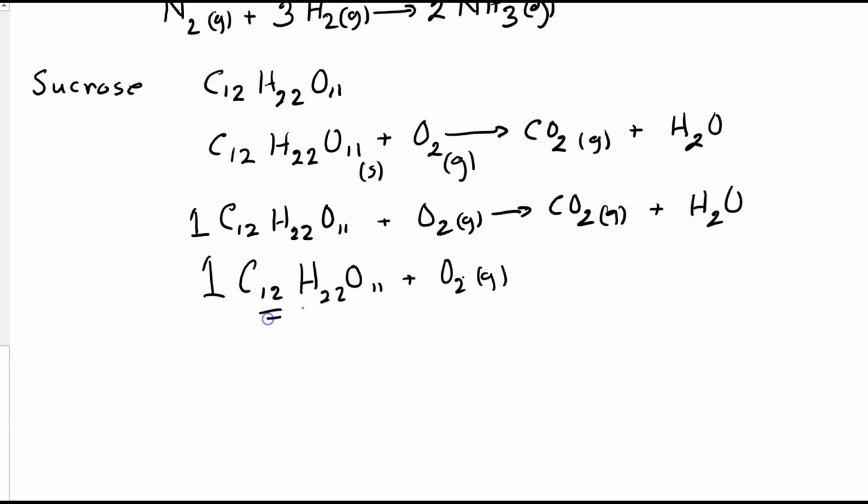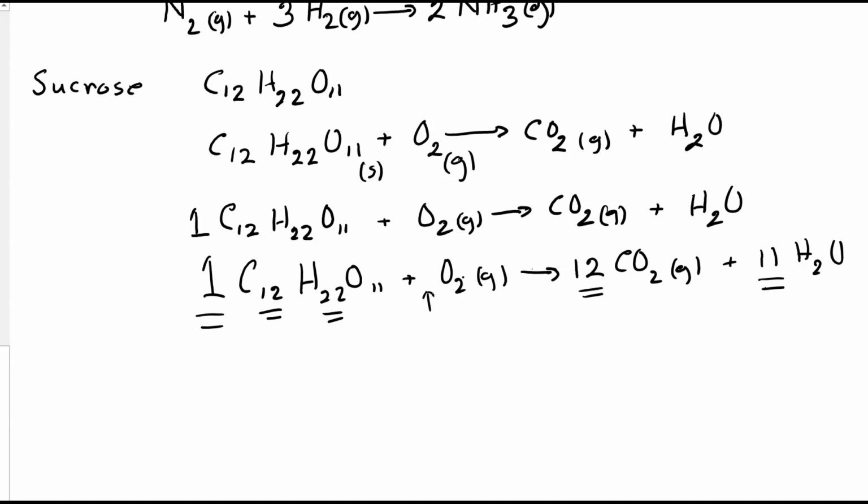Now, how many carbons? We have 12 carbons, so we're going to say 12 CO2. And how many hydrogens? We have 22 hydrogens, so we're going to say plus 11 H2Os. That gives us the 22. Okay. So now what we want to do is we have a coefficient in front of the sucrose, a coefficient in front of the carbon dioxide, and a coefficient in front of the water. The only thing we don't have a coefficient in front of is the oxygen.